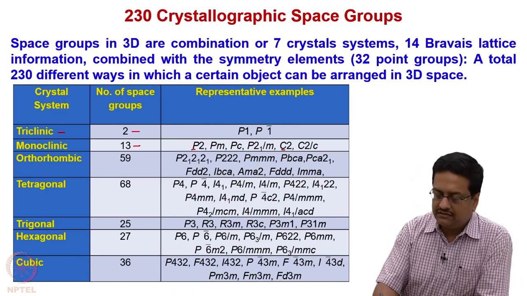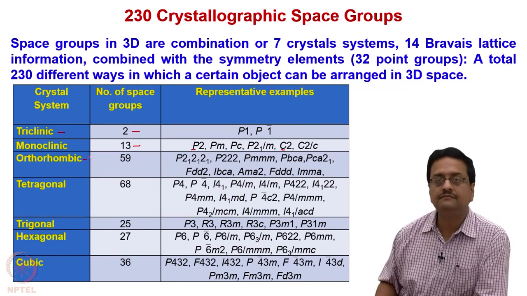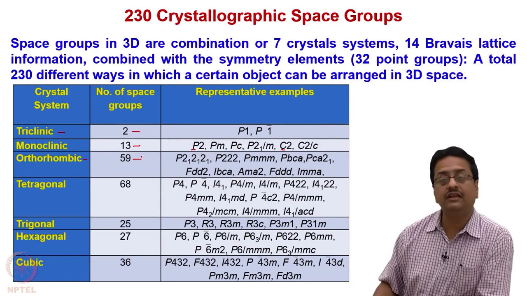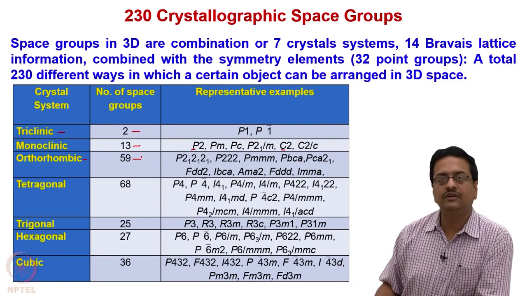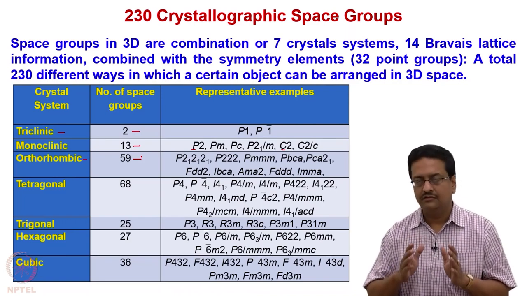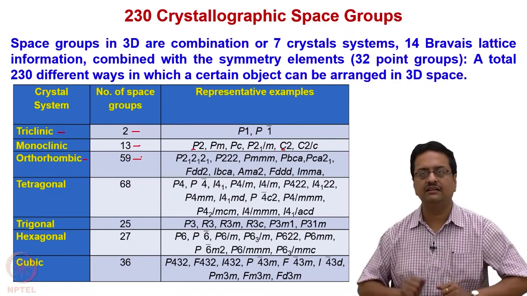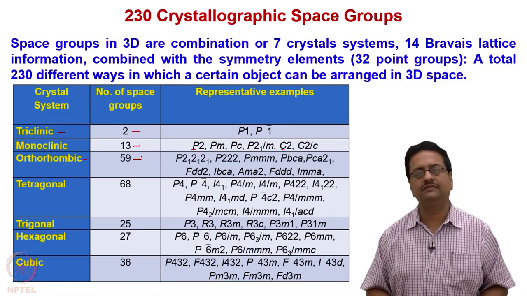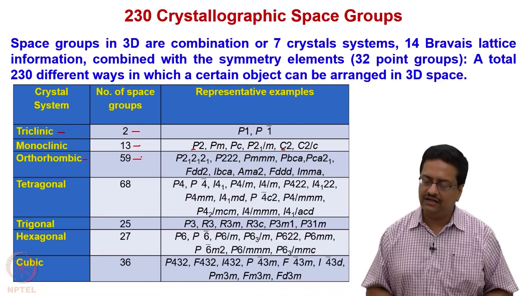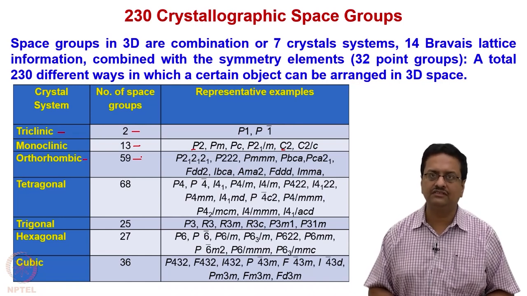The next higher symmetry is orthorhombic. You can see under orthorhombic, there are a large number of space group possibilities, simply because in case of orthorhombic, you have primitive, body-centered, face-centered, and one-face-centered lattices possible. So all 4 types of Bravais lattices are possible for the orthorhombic system.